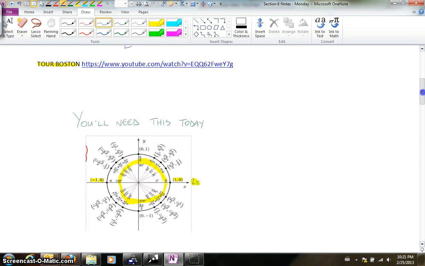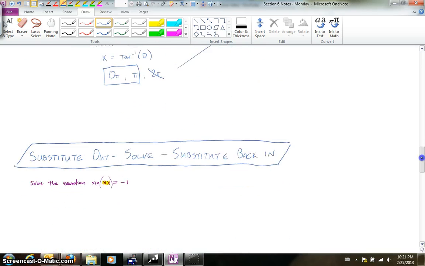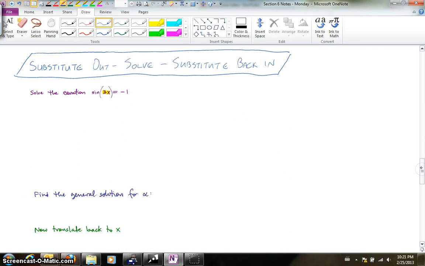And so we're going to go a little bit more slowly and just have a 3x in here. So that's a little more basic. Overall, the idea is the same. There is some angle, 3x, that has a sine of negative 1. Our goal is to find that.